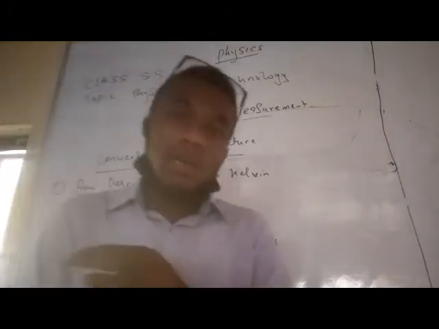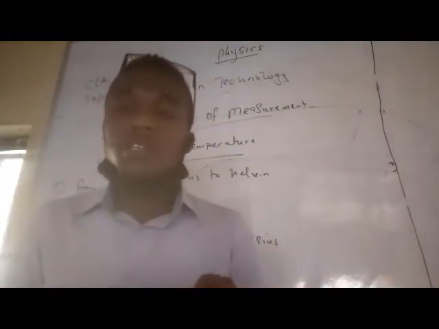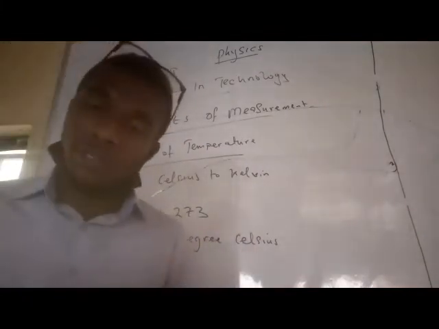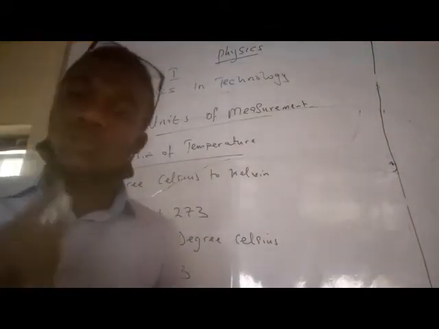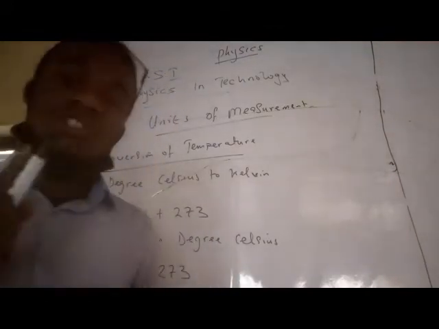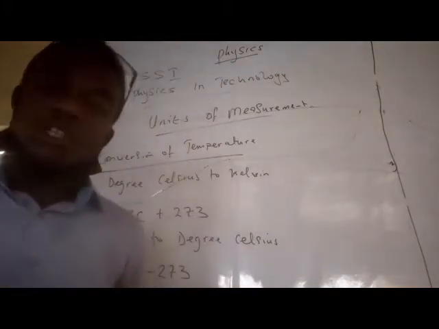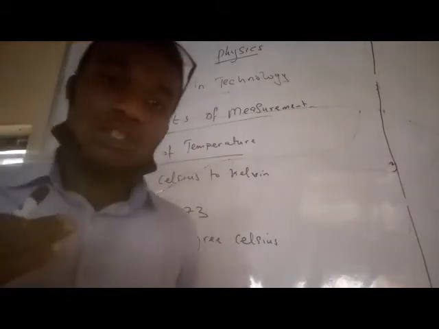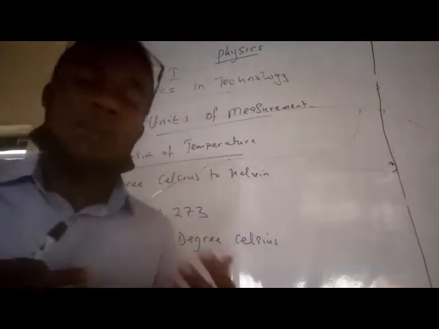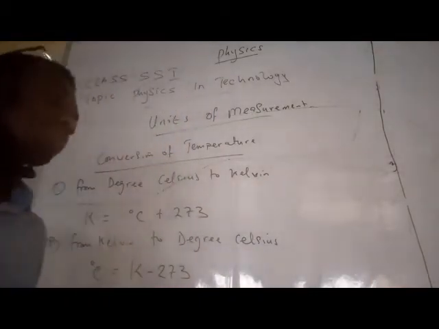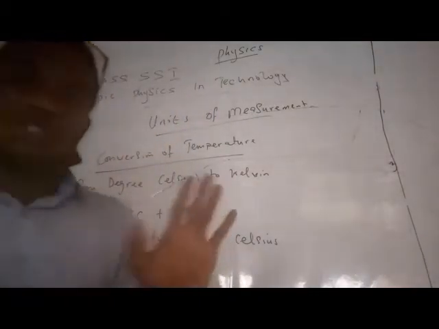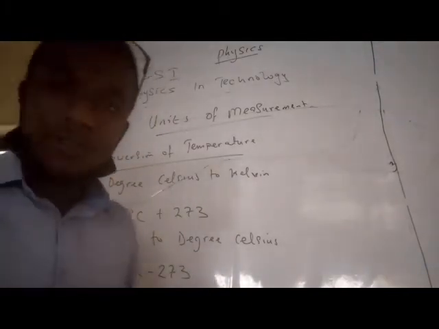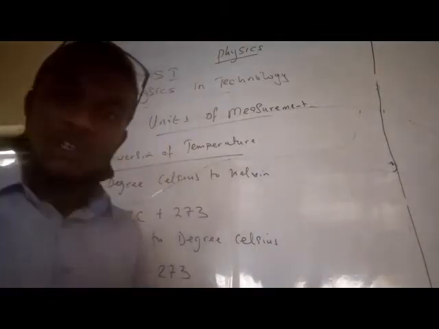Now, it doesn't matter the unit in which you're given your temperature. Temperature can be converted at any time from one unit to another. It can be converted from what? From degree Celsius to Kelvin. It can be converted from Kelvin to degree Fahrenheit, and vice versa. Today we'll be looking at the different conversions of temperature, but first we'll be considering how to convert from degree Celsius to Kelvin, or from Kelvin back to degree Celsius.